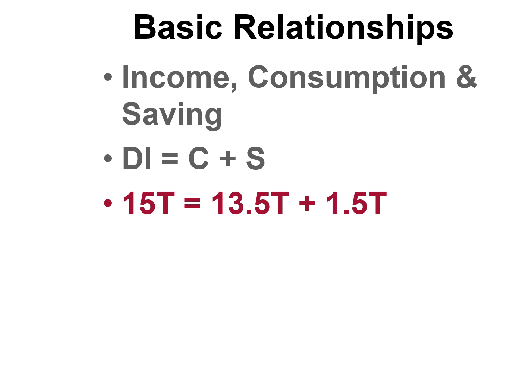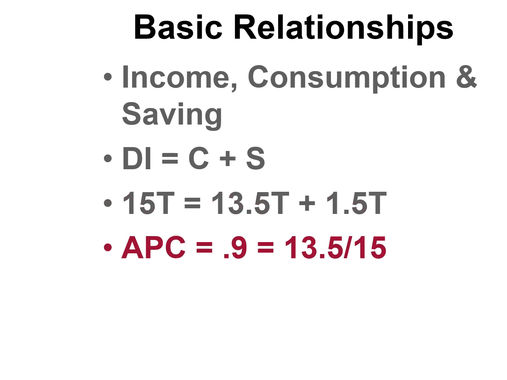Let's assume that Americans spent 90% of the $15 trillion in disposable income. That works out to be $13.5 trillion. So average propensity to consume: 13.5 over 15 trillion equals 0.9 or 90%. On average, Americans spent 90% of their income.